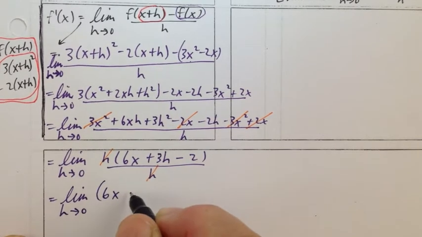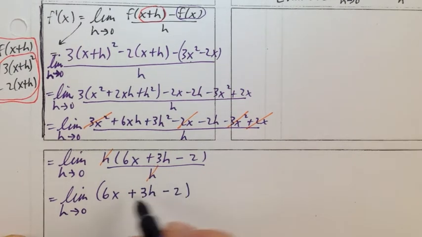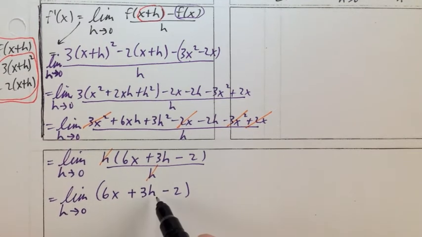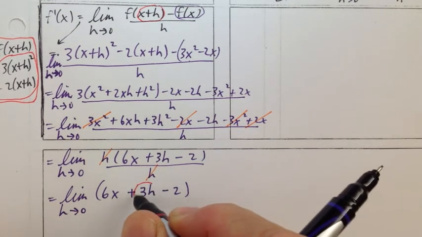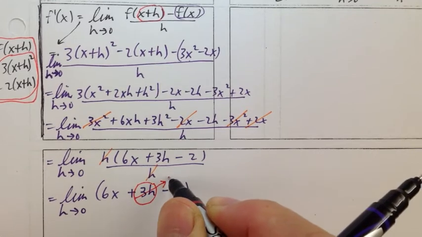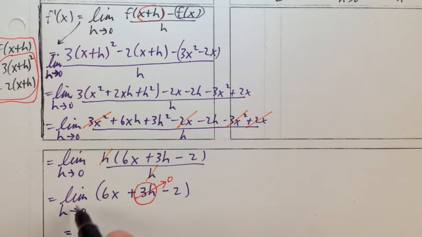Limit of 6x plus 3h minus 2 as h goes to 0. So we have this expression, and we're going to let h go to 0. Well, what does that mean? It means that this term right here, 3 times h, if h goes to 0, that term is going to 0. And if that term is going to 0, what we're left with is not the limit of 6x minus 2, it's just 6x minus 2.